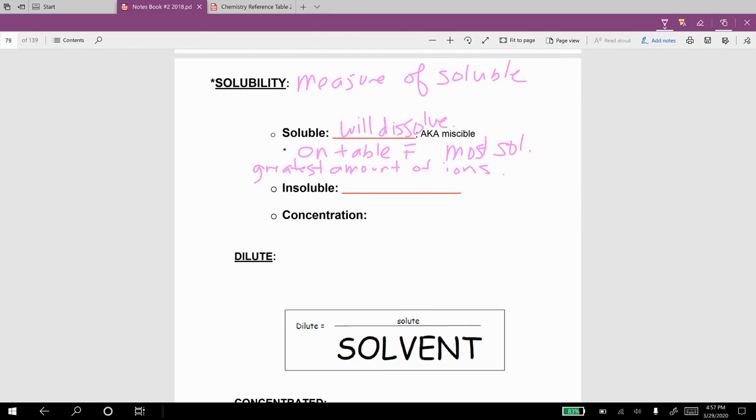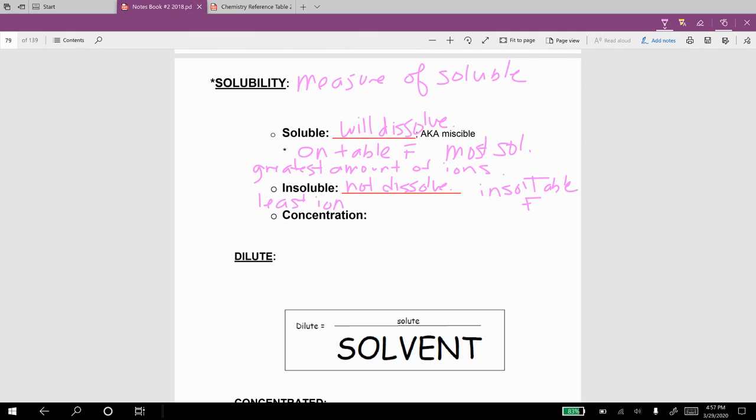Now, if something is insoluble, it would be insoluble on Table F, and it would have the least amount of ions. Insoluble basically means it will not dissolve. So what does that mean? Well, there's soluble and insoluble, and there are different amounts that can be dissolved.